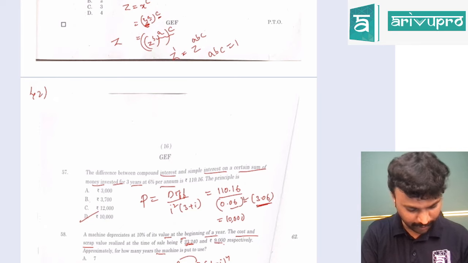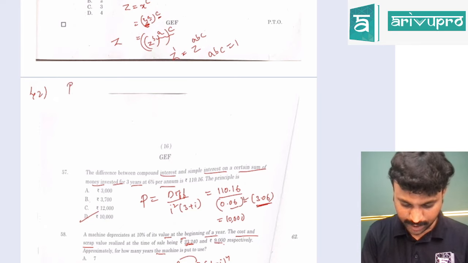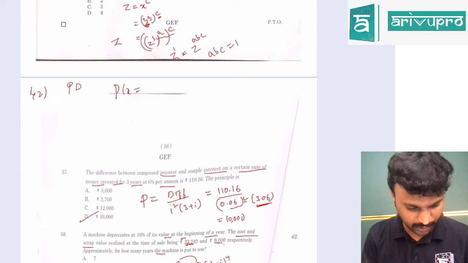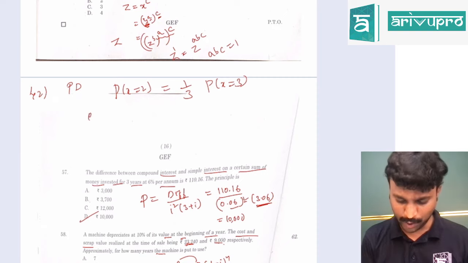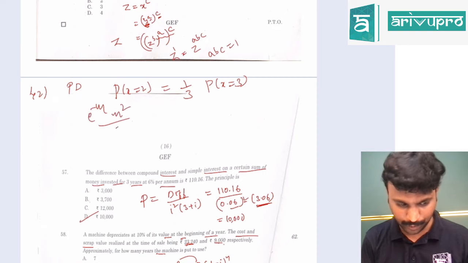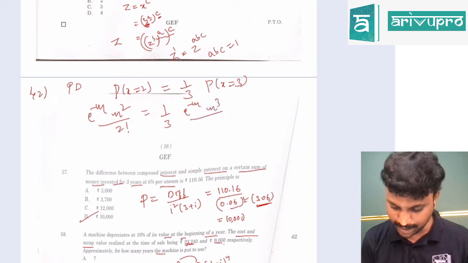43rd has been discussed. 44th question. Guys, for a Poisson's distribution, they have given P of x equal to 2 is equal to 1 by 3 times P of x equal to 3. Find the standard deviation. You know Poisson's distribution: e power minus m, m power 2 by 2 factorial is equal to 1 by 3 e power minus m into m power 3 by 3 factorial.